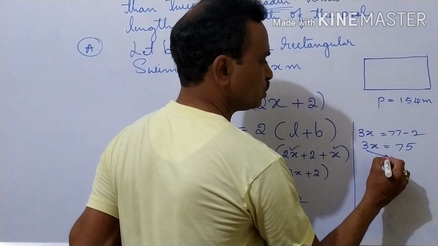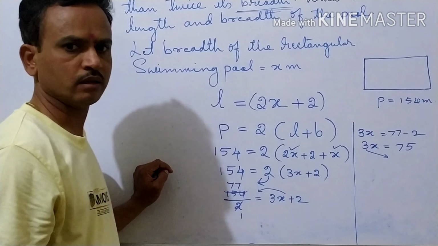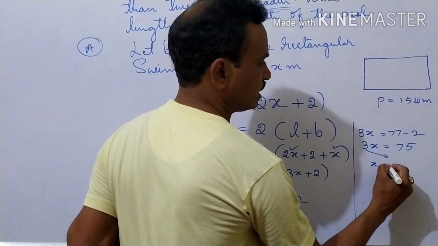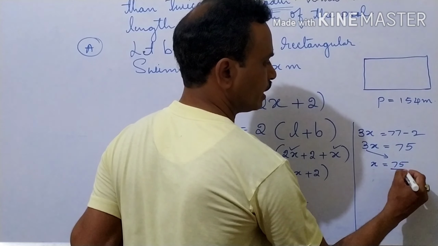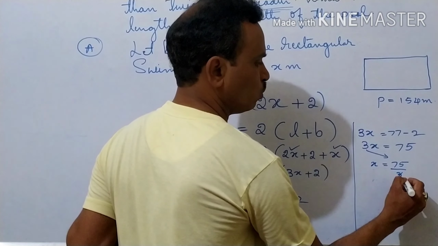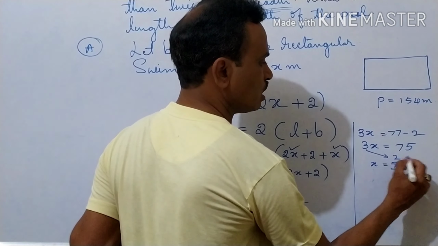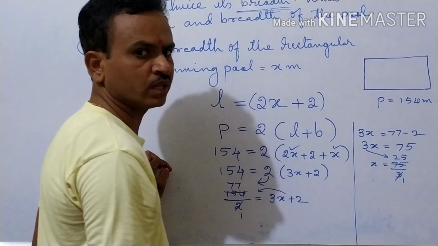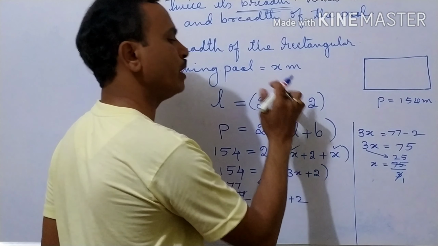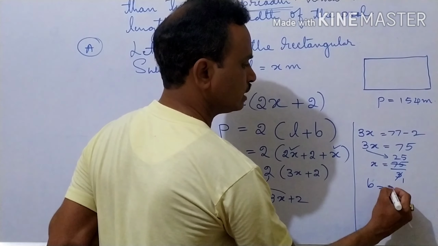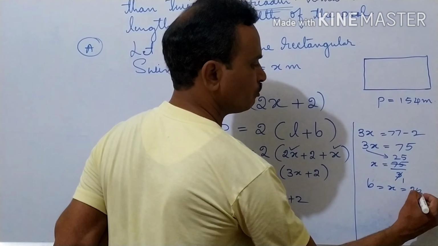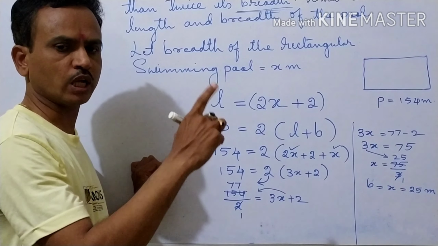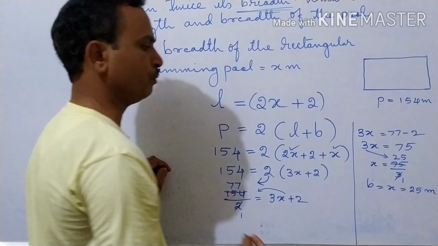Then 3 again you should take to RHS. Okay, it goes to denominator. X is equal to 75 divided by 3. 3 2s are 6. 1 remainder, 3 5s are 15. That means here breadth we got, that is x is equal to 25 meters. Breadth of the rectangular pool.